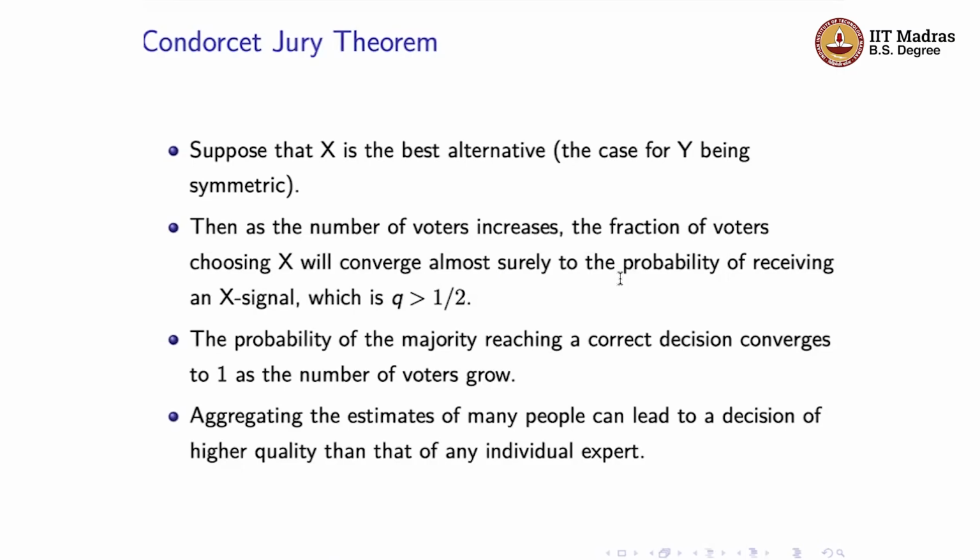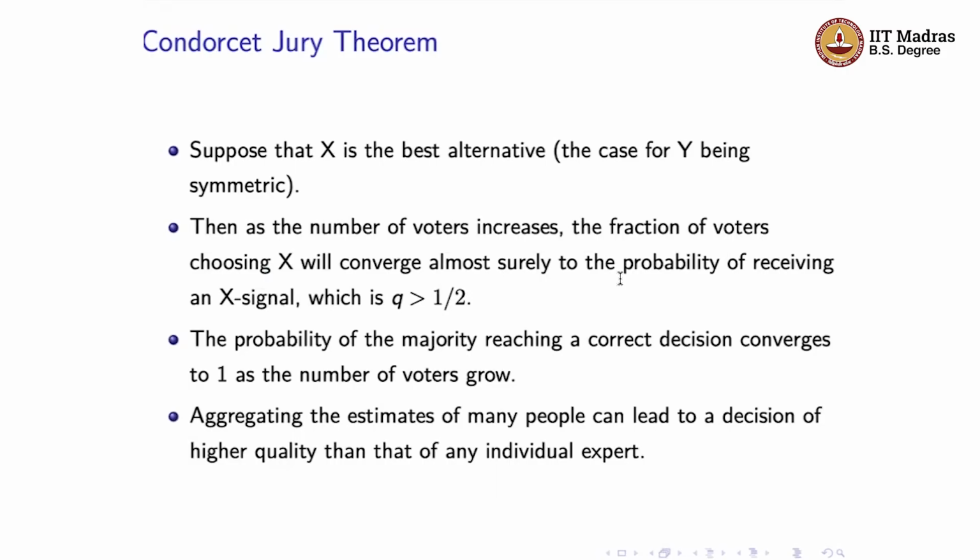What this implies is that because more than half the people are going to get the right signal, and we have this implicit assumption that all the people who get the signal are going to vote in favor of what they think is the best alternative, which is what we saw as well, then if we combine these two things, the probability of the majority reaching a correct decision converges to one as the numbers grow. Why? Because more than half the people are going to receive, almost surely, the right signal, and therefore the probability of getting the correct decision converges to one.